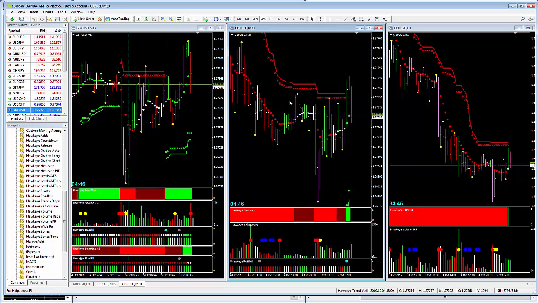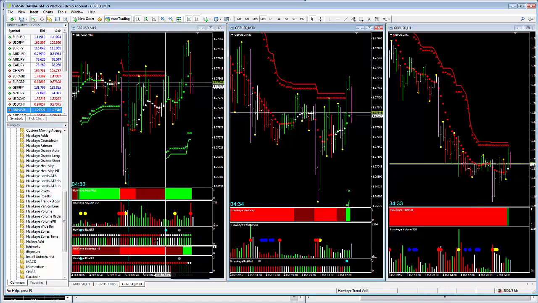What we're showing right here is the Hawkeye standard package, but we have the roadkill integrated with it. And we have some of the other bonus functions as well. So this is the standard package with the roadkill.